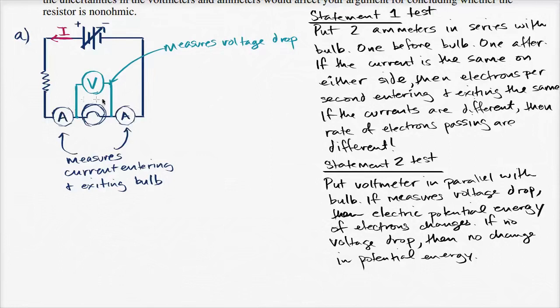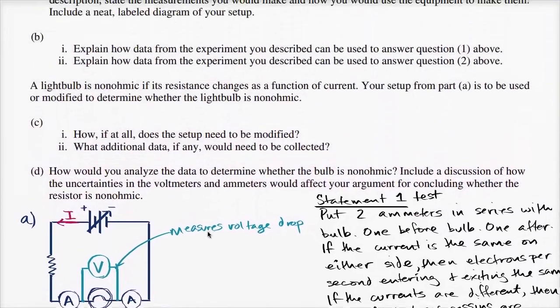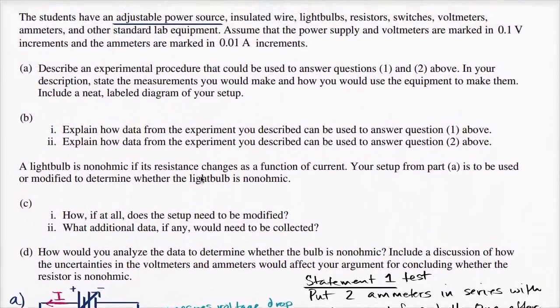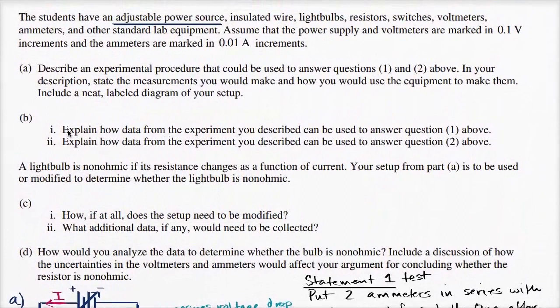And this measures the electric potential energy across the light bulb. And if you actually measure a voltage here, then that means that the potential energy is changing from one side of the bulb to another. And so I'll stop there, and actually, I think I answered part B too.